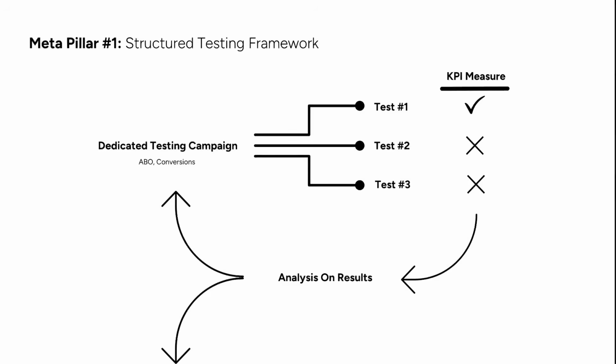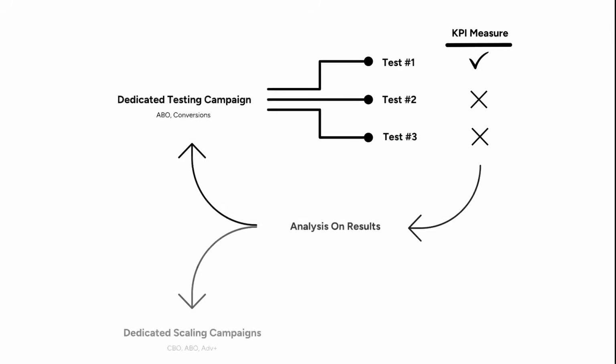Tying back into the account structure, what this ends up looking like is we have our test running. We then have our KPI, which we're using to measure whether the test was successful. If the test was successful, we continue running it and we look to move it out into scaling campaigns. If the test wasn't successful, then we do an analysis on those results and we reiterate to inform the next test that should be run. And you can see down the bottom here, if we have success out of these tests, we pull these out into their own dedicated scaling campaigns, whether it's CBO, a scaled ABO, or an Advantage Plus. It's completely dependent on the account, and that is outside of the scope of this video.